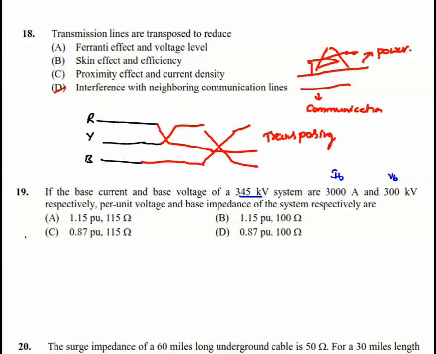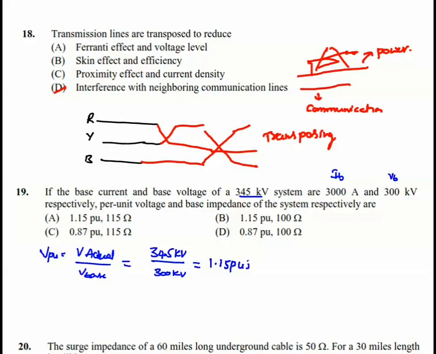So V per unit is equal to the actual voltage divided by V base. The actual rating is 345 kV divided by the base voltage, which is 300 kV. By solving this, you will get 1.15 per unit.